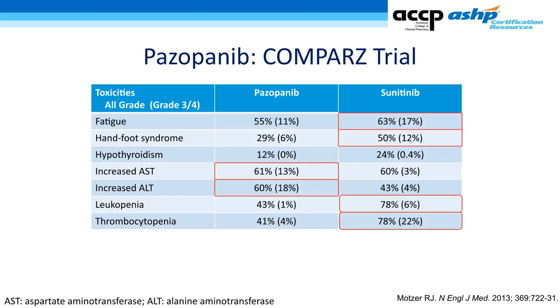So if sunitinib and pazopanib in the first-line setting have similar efficacy outcomes, we can look at their toxicity outcomes and see that pazopanib had more transaminitis, whereas sunitinib had more fatigue, more hand-foot syndrome, and more myelosuppression.